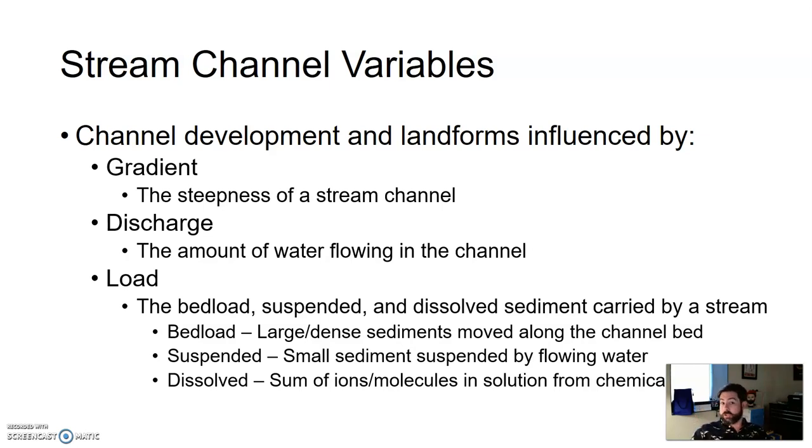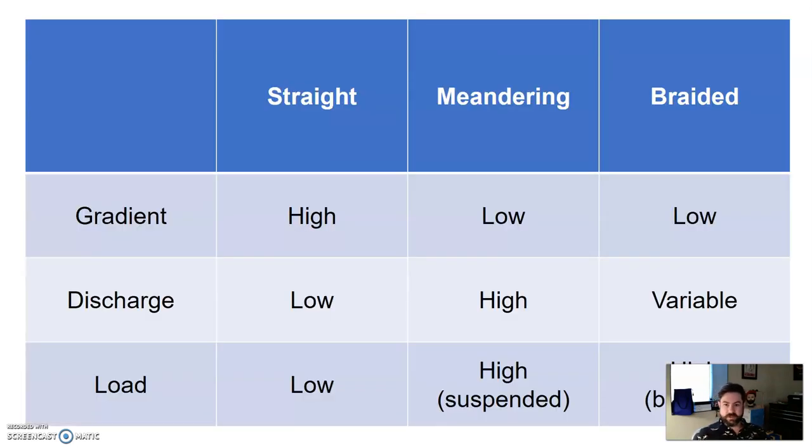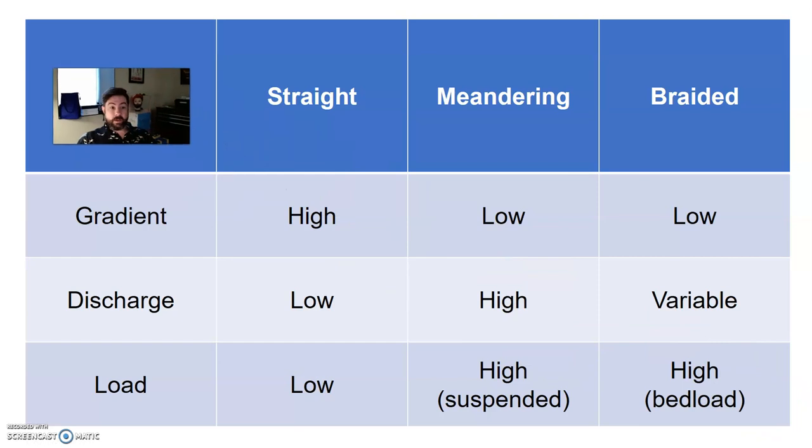And then you have dissolved load, and this is talking submicroscopic, atomic ions and molecules in solution from things like chemical weathering, breaking things down. So we're talking about the small molecules that are dissolved into the water itself. All of these three factors determine what type of stream channel you might have.